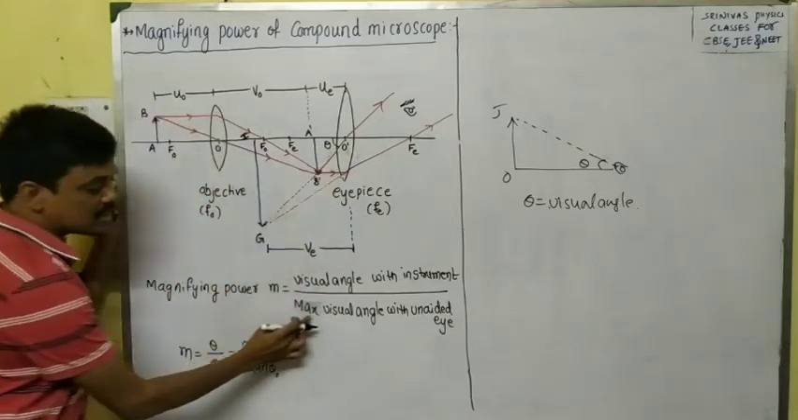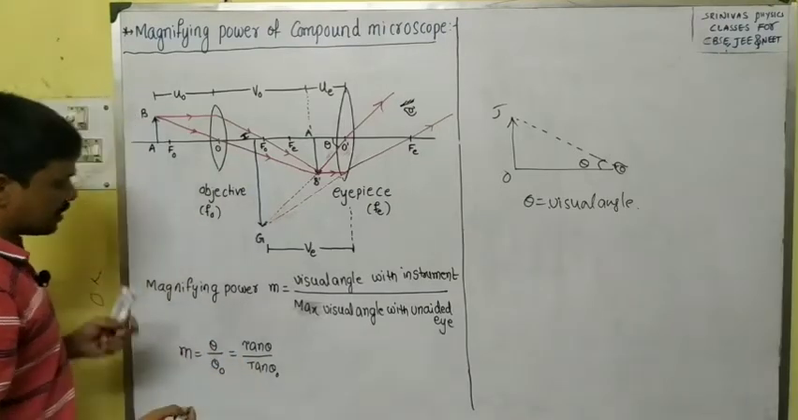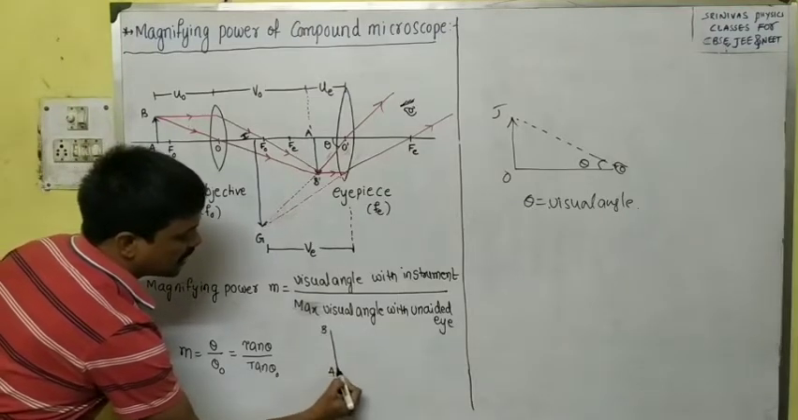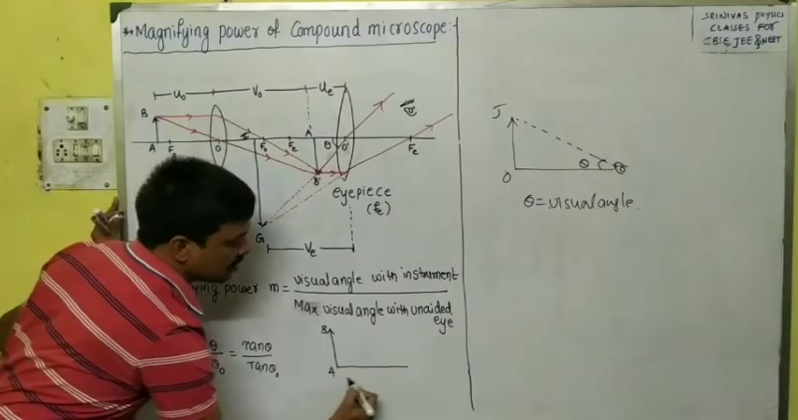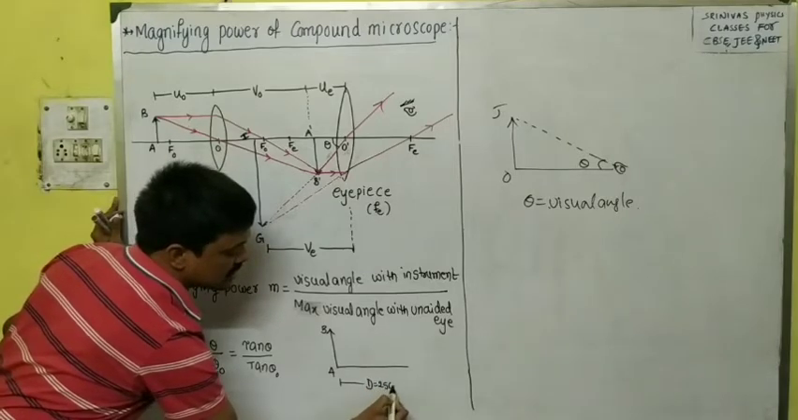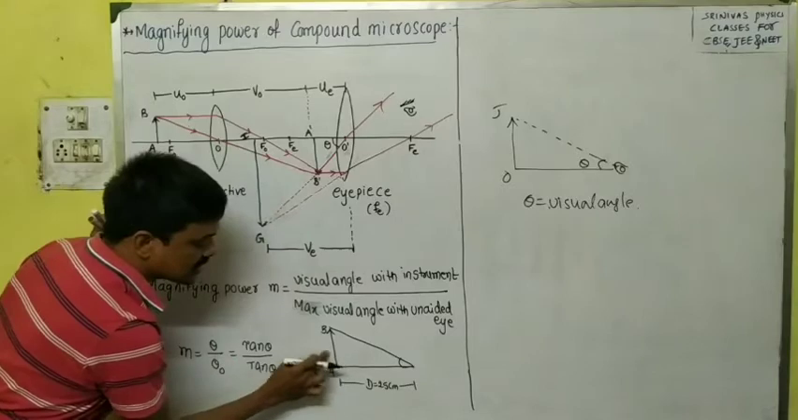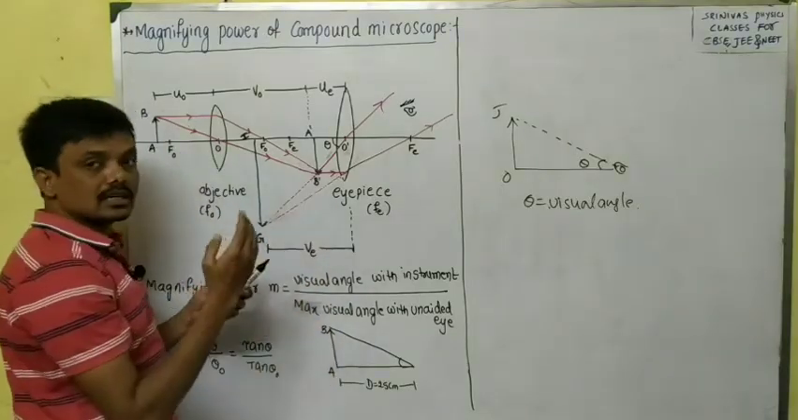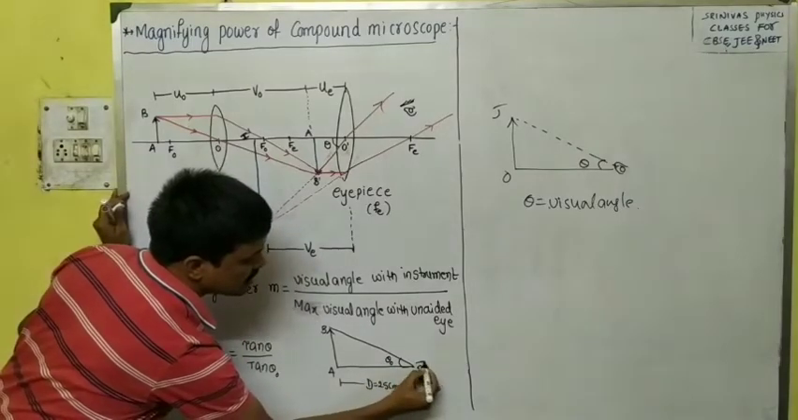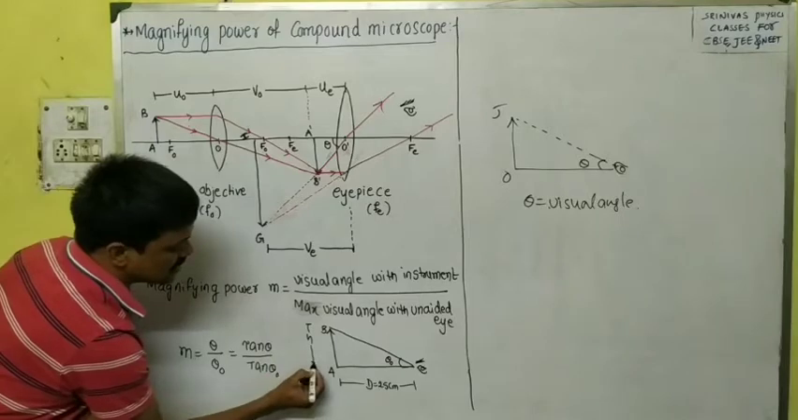Right? What is theta naught? Maximum visual angle with unaided eye. Unaided eye means what? You see here, this is object AB and it is kept at the near point. Near point means at the least distance of distinct vision, 25 centimeters. Then the visual angle becomes maximum, because this is the least distance. When you keep it at the least distance, then the angle it will make is maximum. This is the maximum visual angle without instrument. This we can consider as H. Okay, this is D.